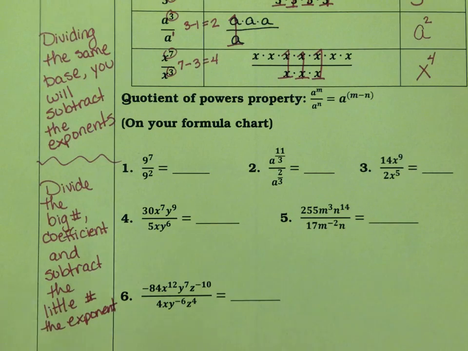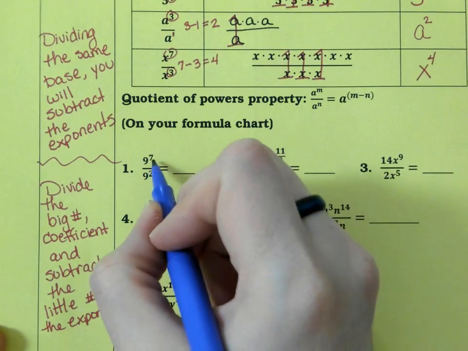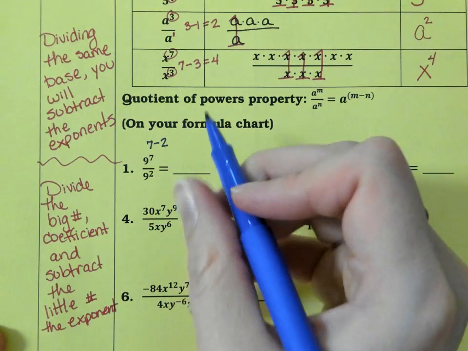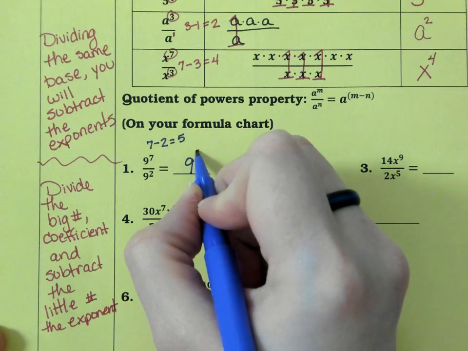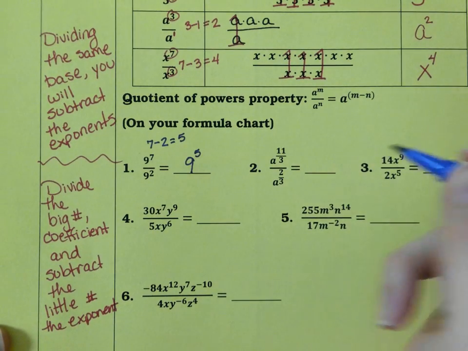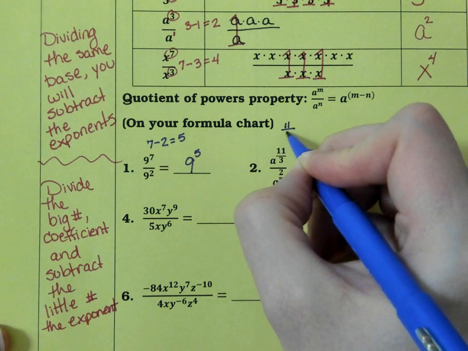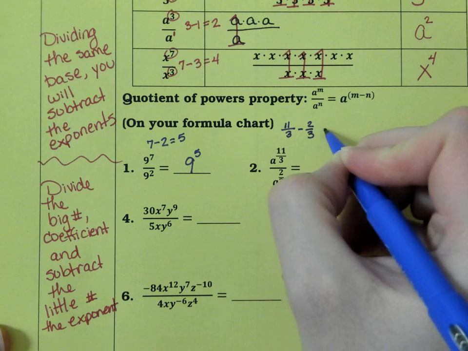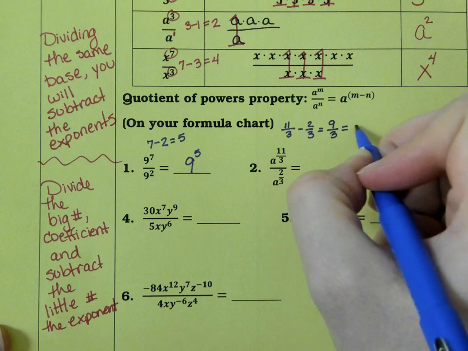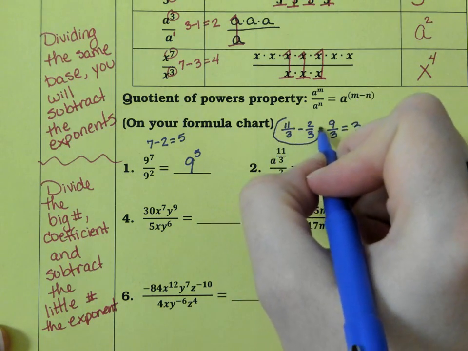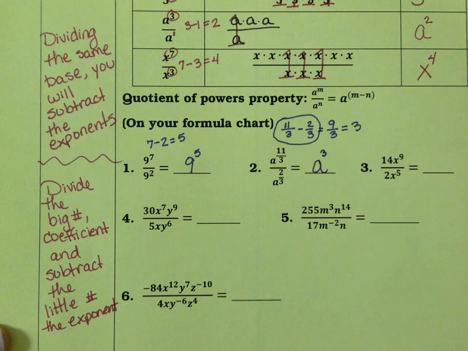Okay, so I have some examples here. Number 1, 9 to the 7th divided by 9 squared. I have the same base, which means I take the exponents and I subtract them. 7 minus 2 is 5, so I have 9 to the 5th power. Number 2, a to the 11/3 divided by a to the 2/3, which means I take my exponents and I subtract them. 11 minus 2 is 9 over 3, which divides and gives you 3. However, if you would just type that into your calculator, you will get 3. So this is a cubed.